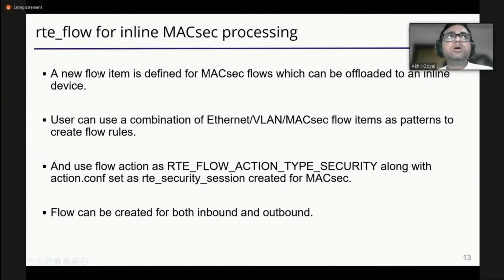Now next, once the security session is created, we associate that with the flow, and we can create a MACsec flow. A new flow item has been created to identify the MACsec flows, which the user can use. The user can use a combination of Ethernet, VLAN, or MACsec flow item as pattern to create new flow rules, and use flow action as RTE flow action type security, along with action.conf set as the RTE security session that is created for MACsec.